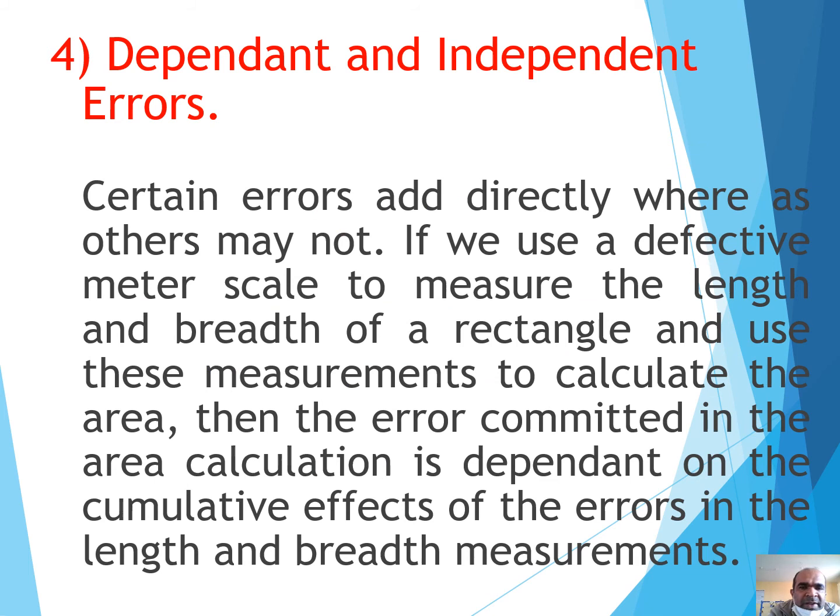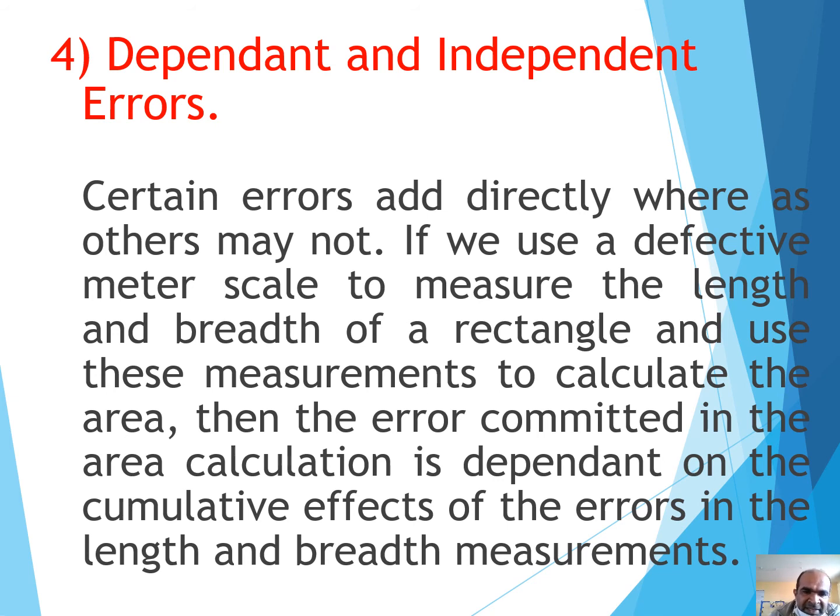The fourth one is called dependent and independent errors. Certain errors add directly whereas others may not. If we use a defective meter scale to measure the length and breadth of a rectangle and use these measurements to calculate the area, then the error computed in the calculation is dependent on the cumulative effects of the errors in the length and breadth measurements.